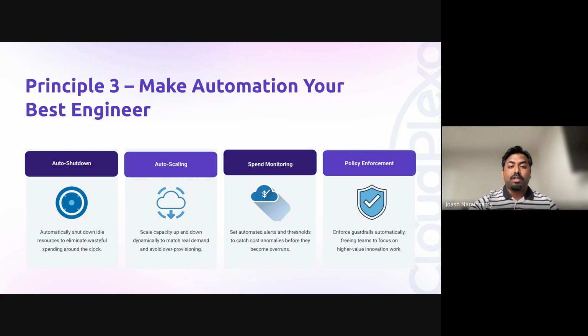Automation can help with scheduling development environments to shut down after hours. This could save a lot of cost, especially if you're using an environment from 8 in the morning to only 5 p.m. in the evening. So you're saving costs from 5 p.m. till 8 o'clock the next morning. Automatically scaling applications based on demand. That's a second example. Monitoring unusual spending patterns, applying policies consistently across environments, automating compliance checks.